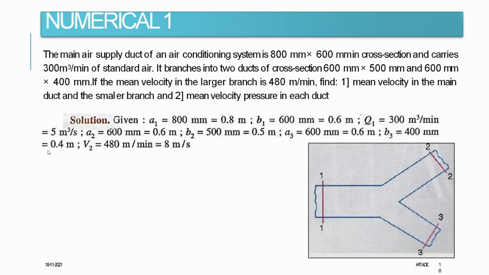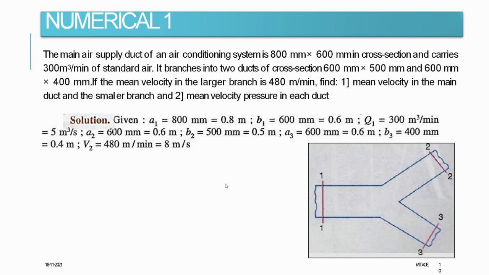We can see the diagram, this kind of diagram we will get. The main duct is here, which is cross section 1. Second, two branches are there, 2 and 3. One branch cross section is 600 by 500 and the other branch is 600 by 400. Given that A1 is equal to 800 and B1 is 600, in this way we can calculate the area of cross section.